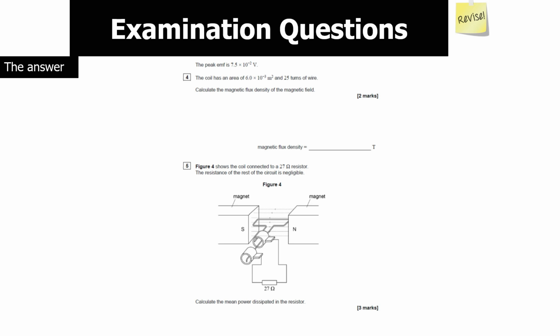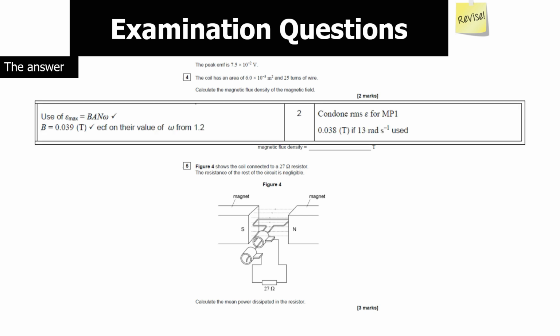Right, so how do you answer this first question? Well, you should know from the equation sheet that the maximum induced EMF, the peak EMF, is equal to BANω. Now in the previous question we just worked out omega. You have got the value of area in the question and the value of N. So at that point we have peak EMF, we have A, we have N, we have the angular speed, so you can work out what B is, and we get 0.039 Teslas.